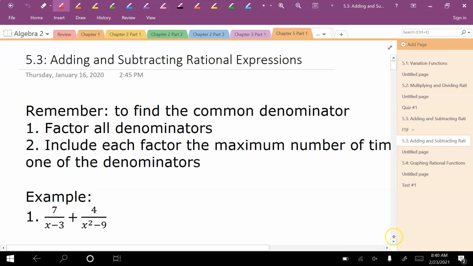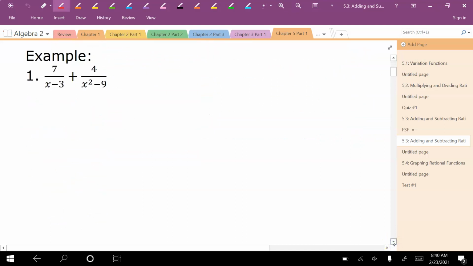For example, this first one here, we have 7 over x minus 3 plus 4 over x squared minus 9. There's not a lot for us to do with that first set, but the second one here where it says x squared minus 9, we need to factor that a little bit. And we did talk about this case yesterday. This is that difference of two squares that I showed you guys yesterday. So I'm going to leave 7 over that x minus 3 alone.